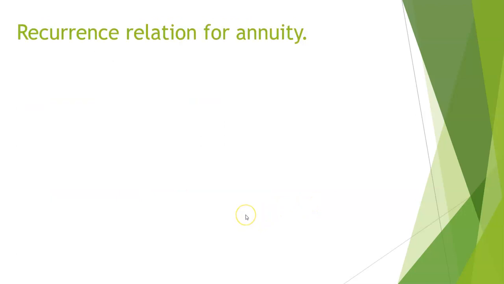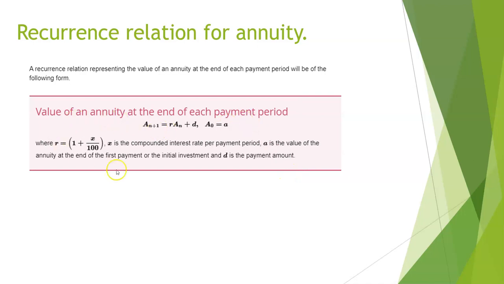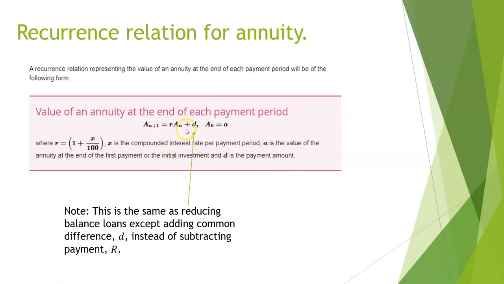So let's look at using the recurrence relation for modeling an annuity. Here's our recurrence relation: A_(n+1) = R × A_n + D, where our starting amount is A_0, R is the compounded interest rate per period, A_0 is the value of the annuity at the end of the first payment, or the initial investment, and D is the repayment amount. If we remember back to our reducing balance loans, we had the same general formula, only we had take away D instead of adding D.